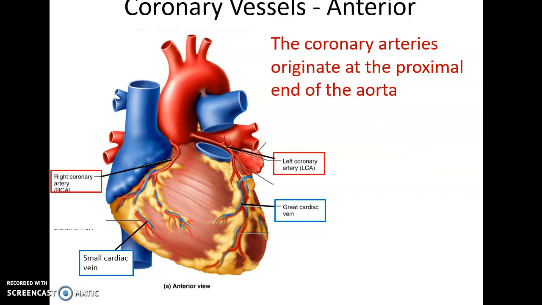The heart is a living organ. It needs oxygen to survive. So coronary arteries branch directly off the aorta. They are the left coronary artery and the right coronary artery. They carry blood to the heart.